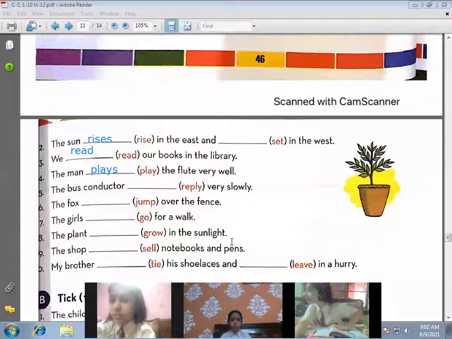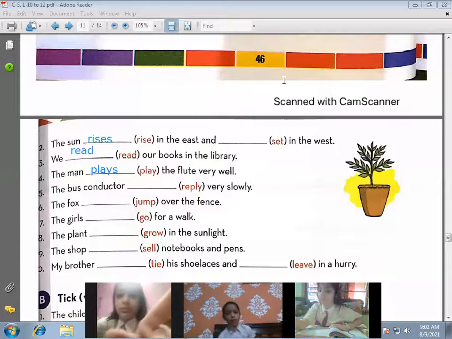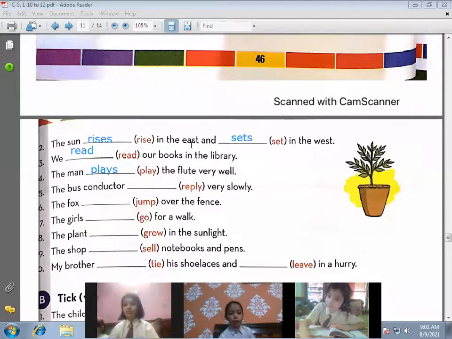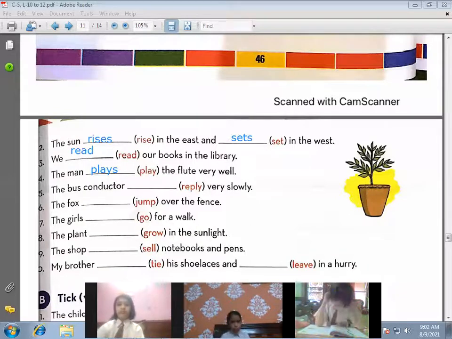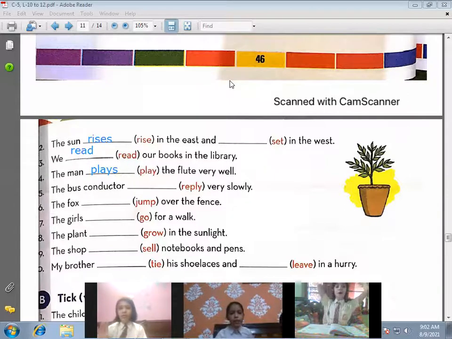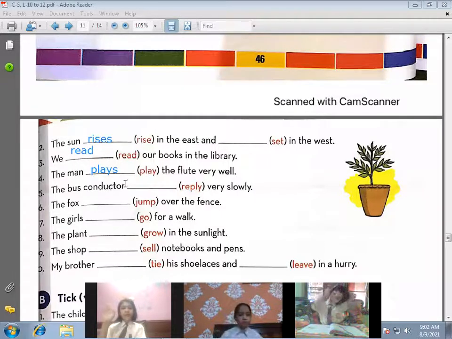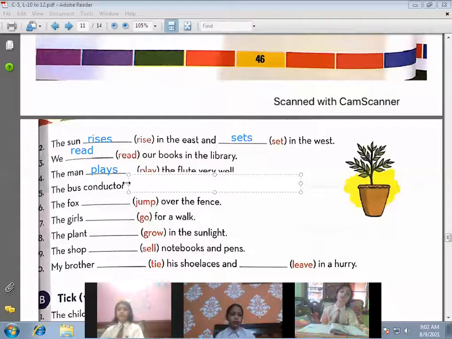Next, Anushka Sharma, unmute yourself. The bus conductor dash very slowly. Unmute yourself, beta. Good morning, ma'am. The bus conductor dash very slowly. Here we are talking about the bus conductor, which is singular. So what we will write here?